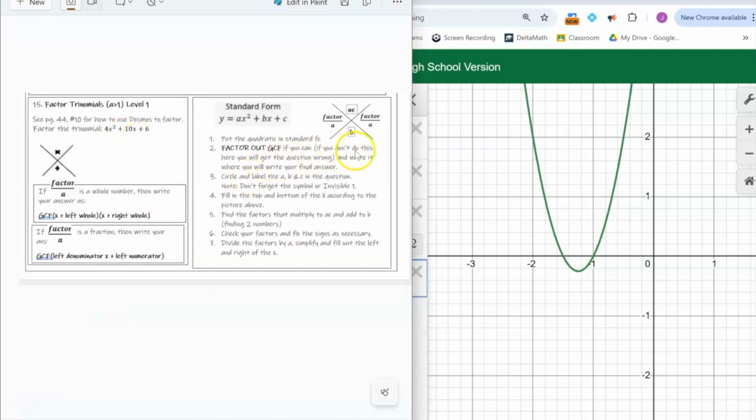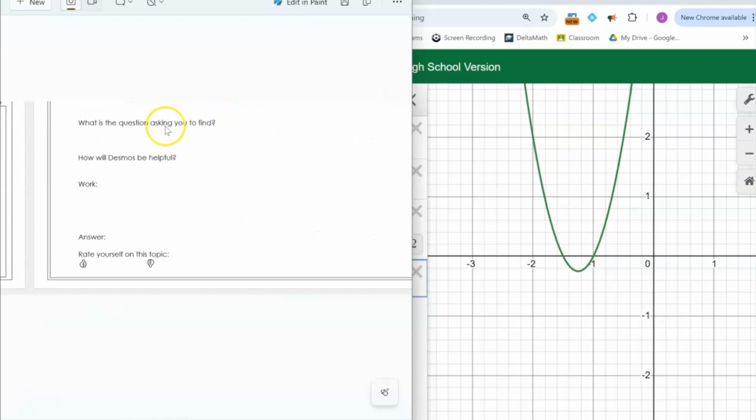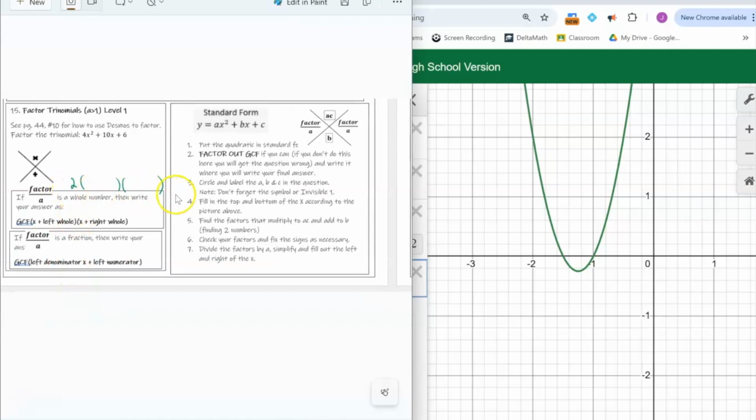And then it says, if you don't do this here, you'll get the question wrong. And write it where you will write your final answer. So we're going to go ahead and write it. So my answer is going to be 2. And I have 2 answer places right here. I'll just put it right here. Okay, so just write it where you put in the answer. And you could write it over here as well. Okay, so boom, I put it right there. I can forget about it.